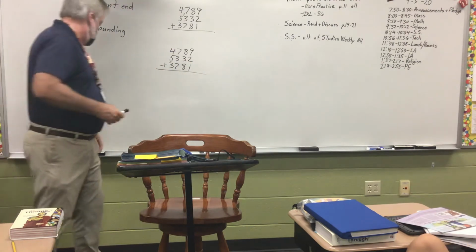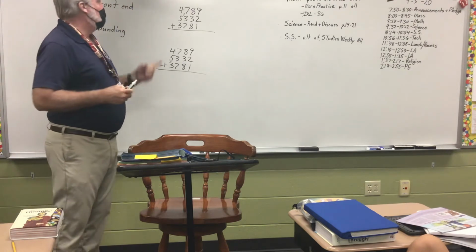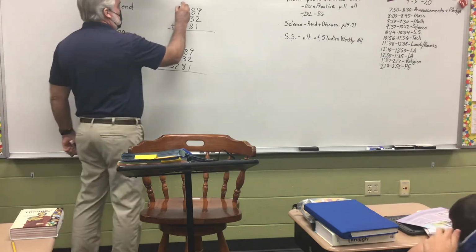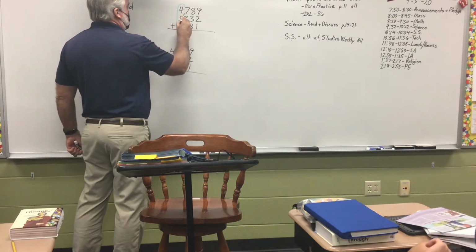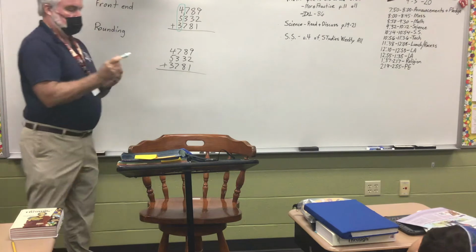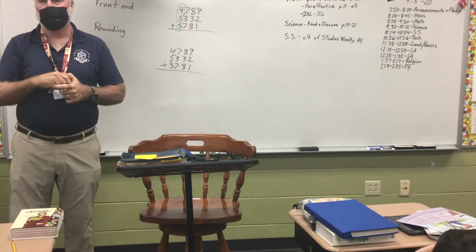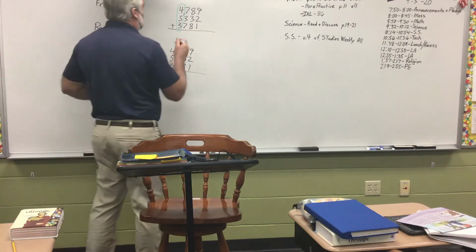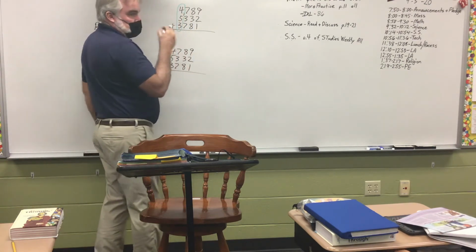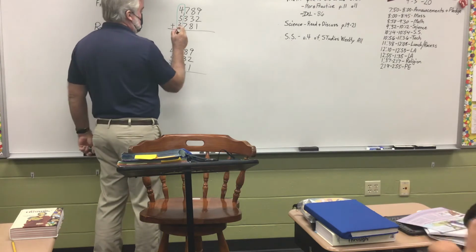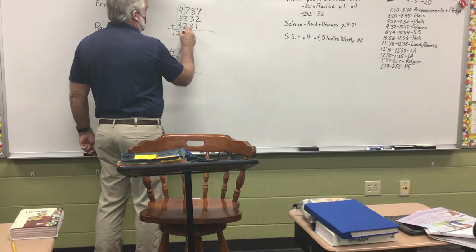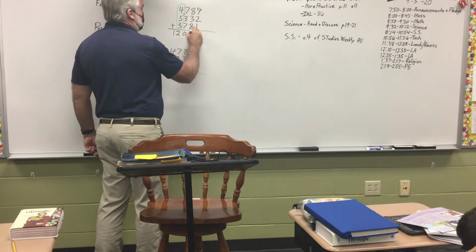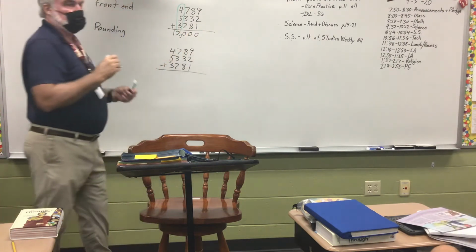Now, with front end, what's the front number? 4, 5, and 3. You don't change them. You don't do anything to them. All you do is add them. 4 and 5 is 9, plus 3, 12. What happens to these? They become zeros. So you're going to get an answer of 12,000.